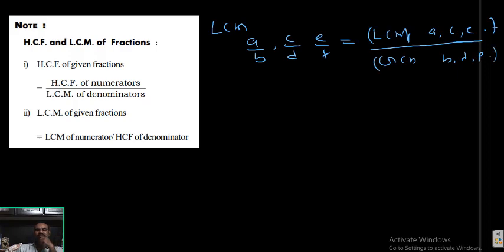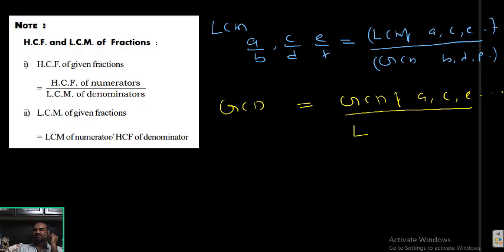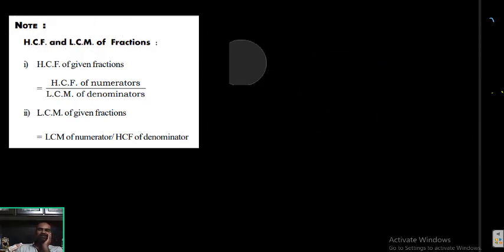This is about LCM. The GCD of fractions is defined as: GCD of A by B, C by D, E by F is GCD of numerators, GCD of A, C and so on, divided by LCM of denominators, that is B, D, F and so on. This is also a very important concept. Actually, this concept will be used in trigonometry while finding the period of a function. Okay.